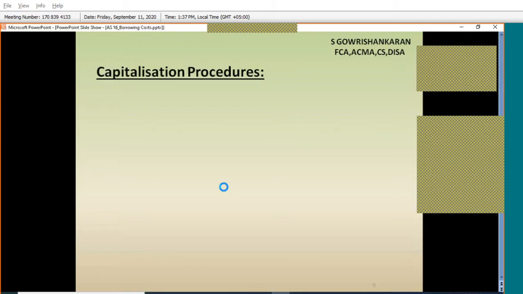Capitalization procedures. Now the next slide is capitalization procedure. Till now we understood qualifying asset, borrowing cost, qualifying asset recognition, general borrowing and specific borrowings. And we know already that interest should be capitalized in the books of accounts along with the cost of the asset. Now the next thing is when to start the capitalization, when I should complete it, when I should stop the capitalization, and when I temporarily suspend the capitalization.